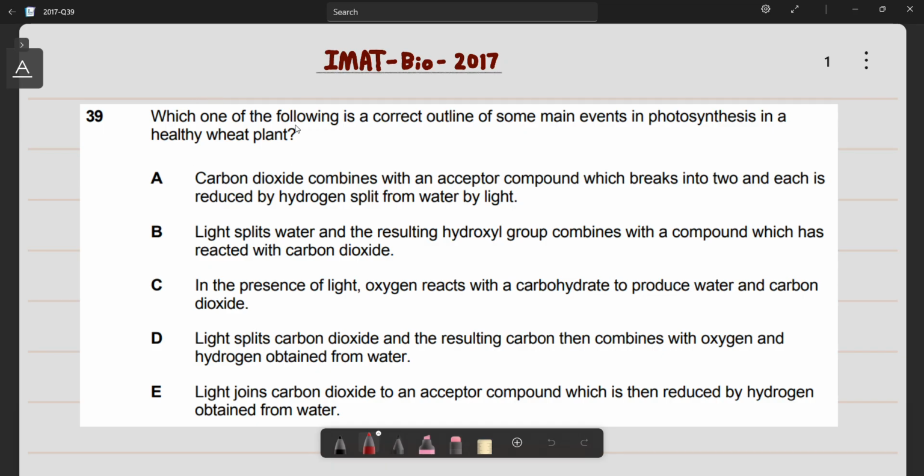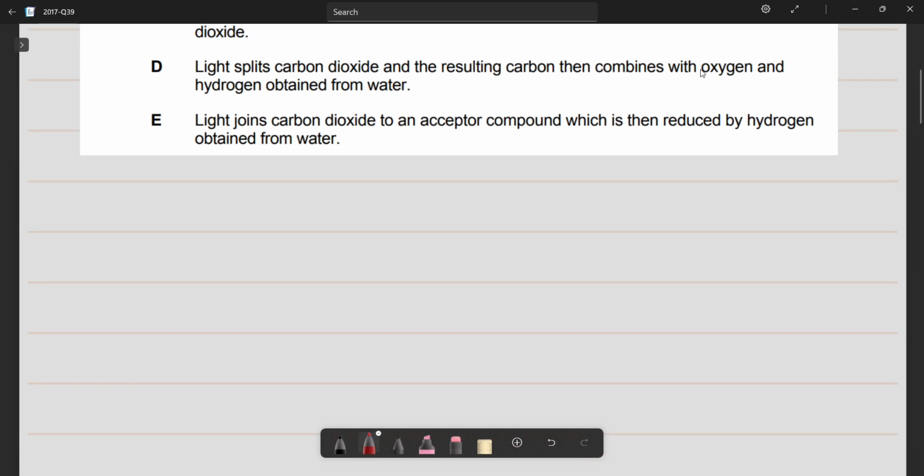So it says, which one of the following is the correct outline of some main events in photosynthesis in a healthy wheat plant? Okay, so before we go through each of these options, we first must recall the basic and the most important definitions about photosynthesis.